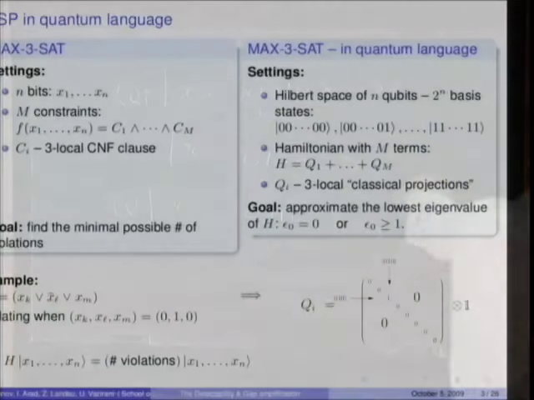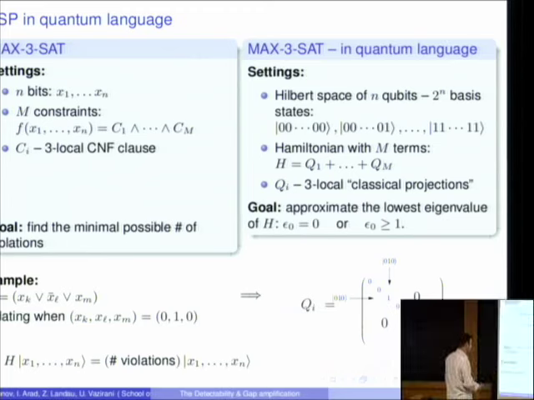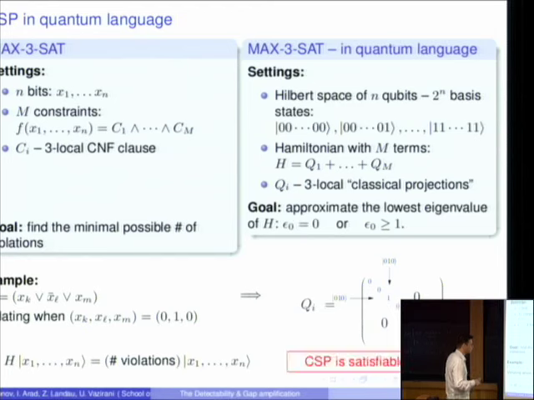And as a result, it is now easy to see that if we sum all these projections together, we get H, and if we act with H on a basis vector, then the basis vector will be multiplied by the number of violations. Every time it violates a constraint, it will pick up an identity here. Okay, so we see that the basis vectors here are actually the eigenvectors, and the eigenvalues are just the number of violations. It's not a unitary operation, it's worth saying. It is a Hermitian matrix because it is a sum of projections. Okay, so we see that the constraint satisfaction problem is satisfiable if and only if epsilon zero is zero.